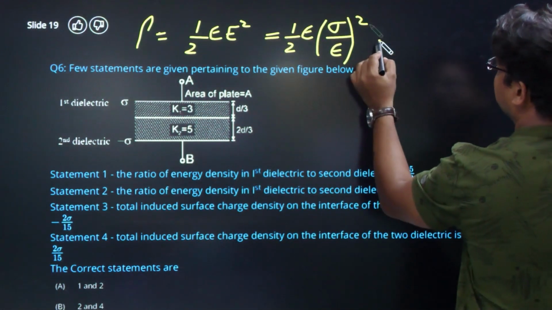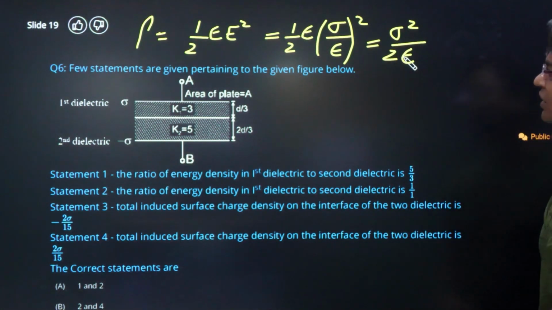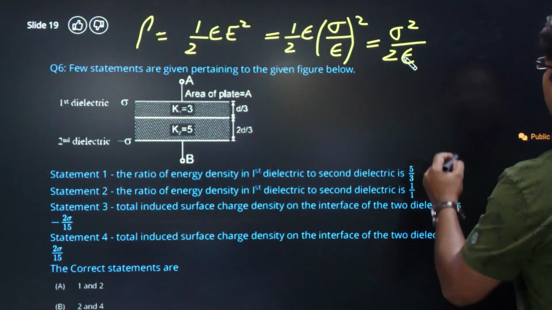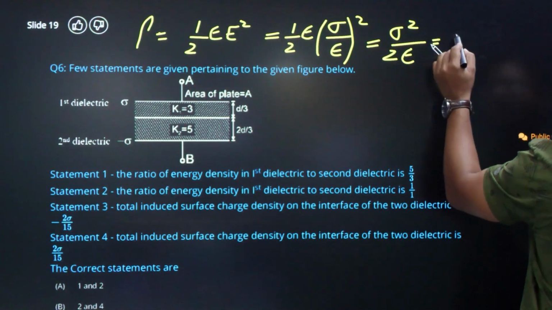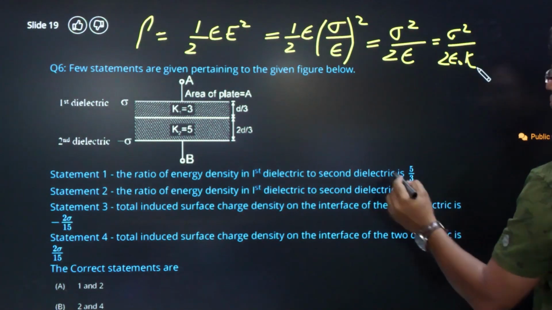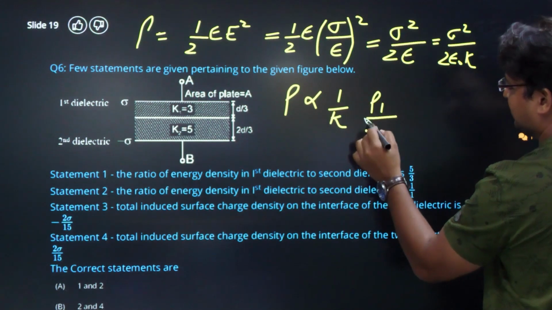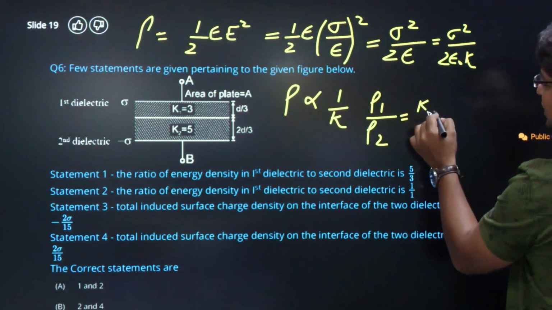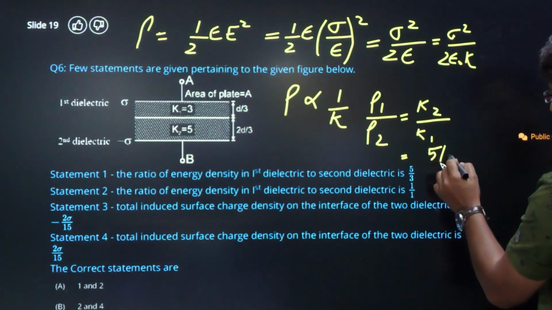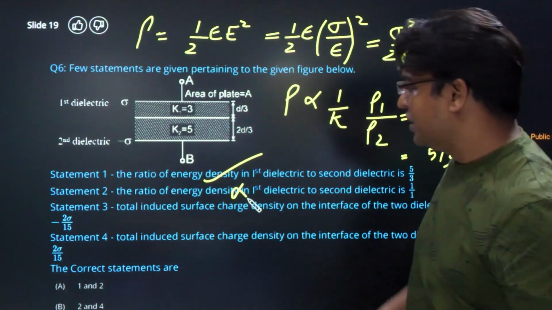So this becomes sigma square upon 2 epsilon. What I learned is that the energy density is inversely proportional to epsilon, and this can further be written as sigma square by 2 epsilon naught K. So the energy density is inversely proportional to K. If we are talking about energy density in 1 and energy density in 2, it will be K2 by K1, so it will be 5:3. So between statements 1 and 2, statement 1 is correct, 2 is incorrect.